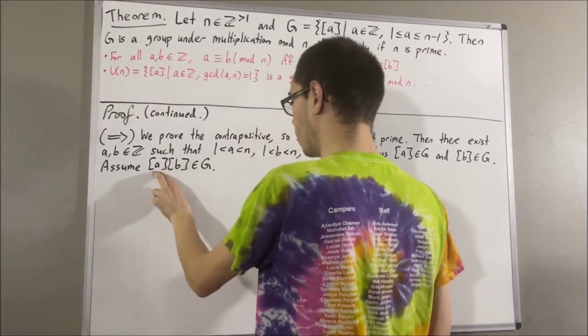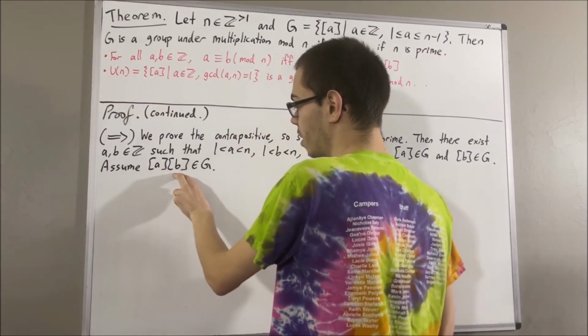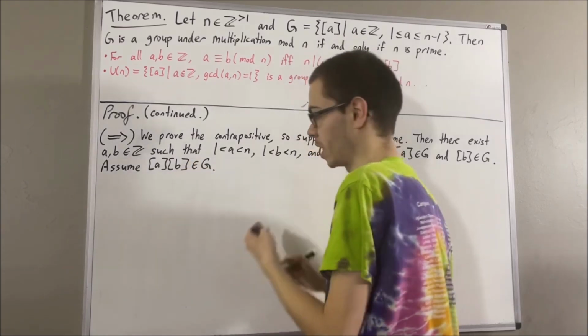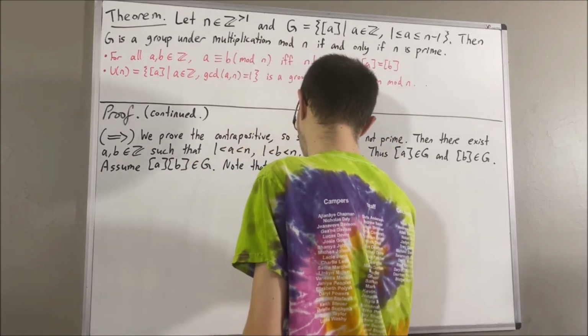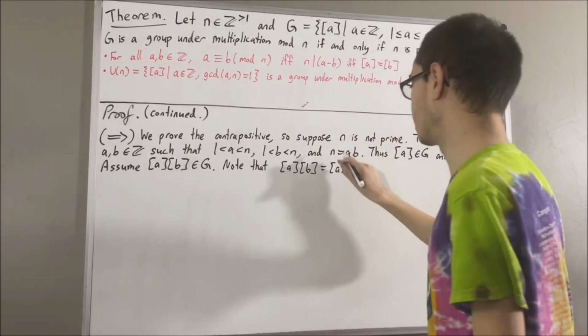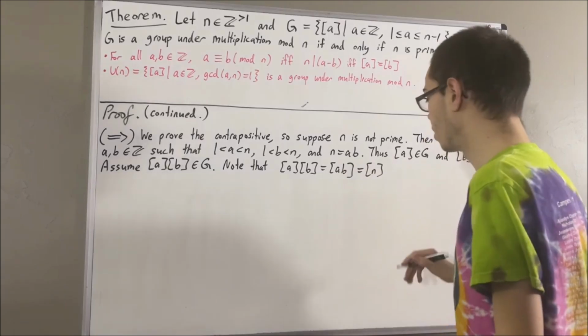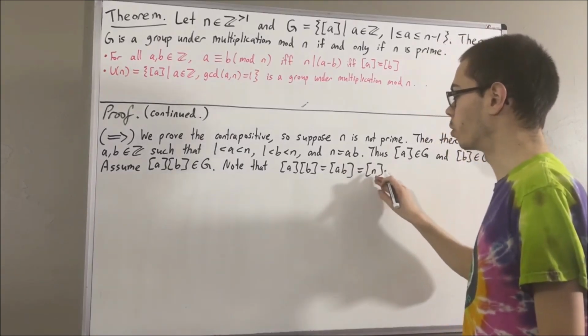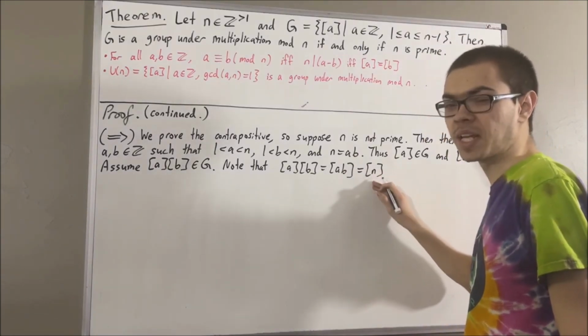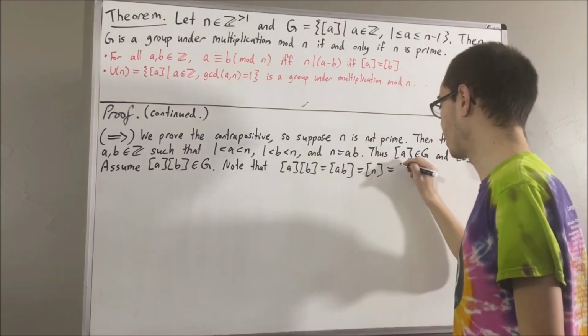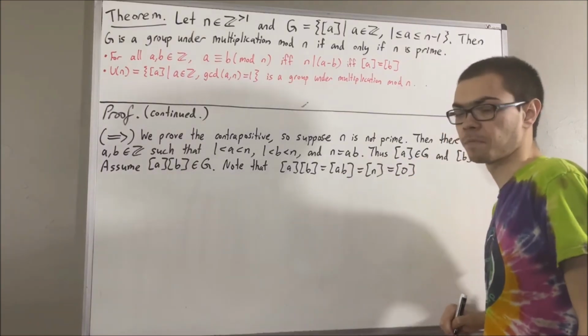Now, if we multiply the equivalence class of a and the equivalence class of b together, that gives us the equivalence class of ab. But we know that ab is equal to n, so this is just the equivalence class of n. And when we add or subtract any multiple of n, we still belong to the same equivalence class. So the equivalence class of n is equal to the equivalence class of 0.